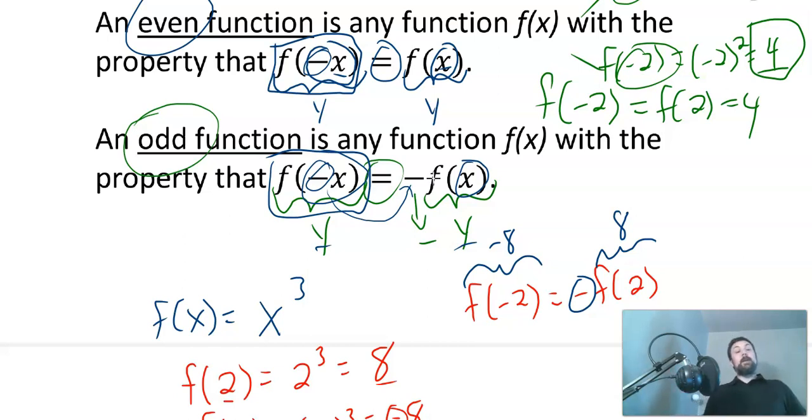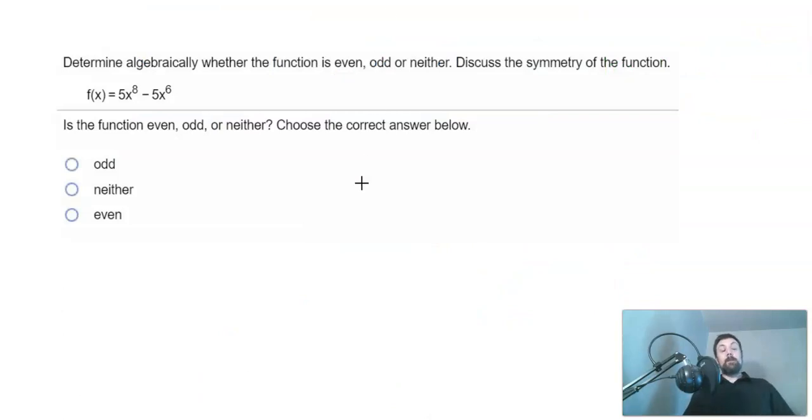If you plug in 2 and negative 2 and you get the same answer but opposite sign, that's an indication that it's an odd function. But maybe check it one more time just to make sure. Try 3 and negative 3, for example. And just check by experimentation. Plug in numbers to see if it behaves like an even or an odd function.